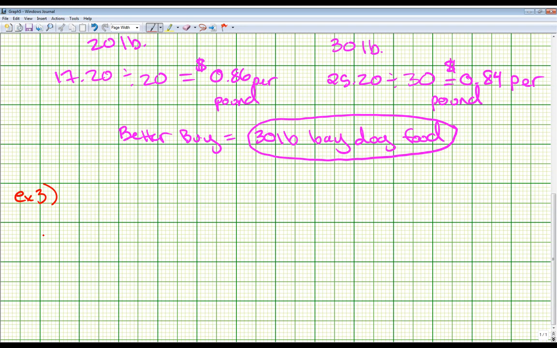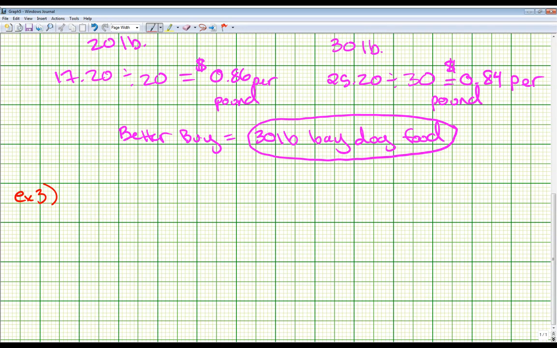Example 3 says graphing values from ratio tables. So if you have a grid in your notes, this is going to be helpful. If not, you can try to do this with just your lined journal, or you can grab a piece of graph paper, make this little graph, and then tape it into your journal. Either way, that's fine. A hot air balloon rises 9 meters for every 3 seconds.